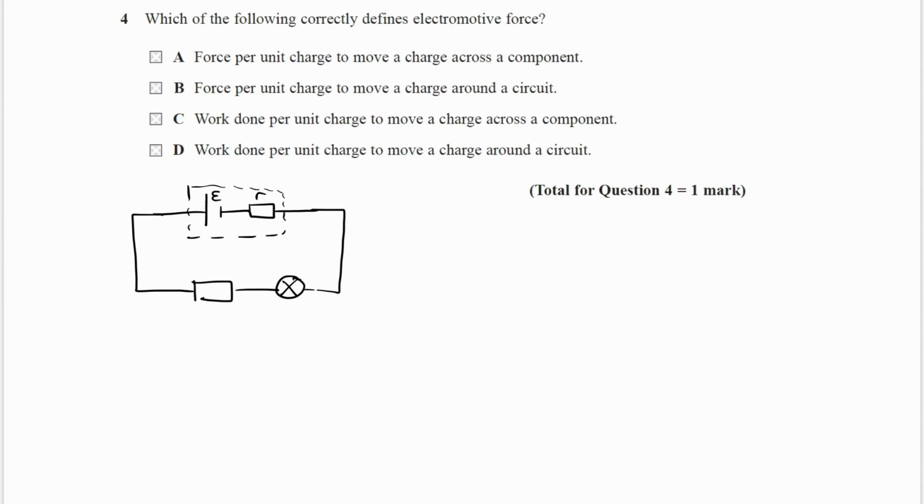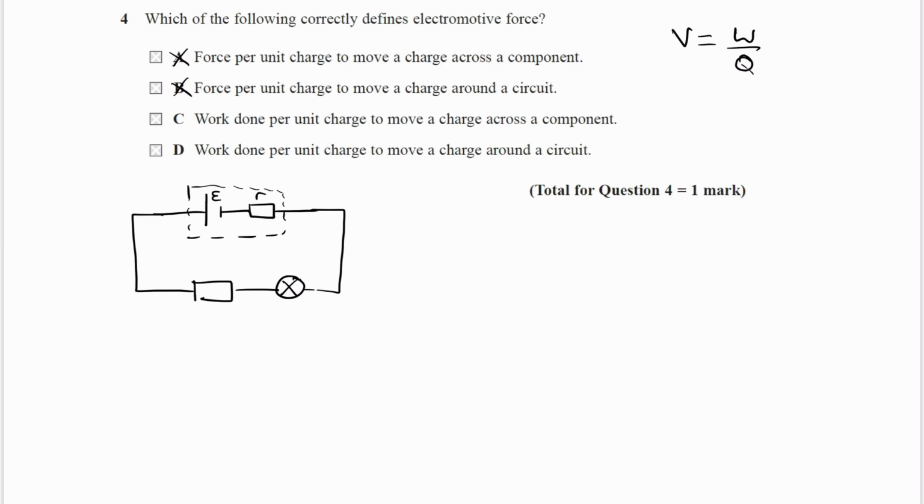So EMF is defined as the energy transferred to electrical energy per unit charge by your cell or your voltage source. So from that definition itself, we can already rule out two options, because the first thing that I mentioned was energy transferred to electrical energy, which is basically work done, and it's per unit charge. And you can see that from the equation as well. Potential difference is work done per unit charge. It's not force per unit charge, and therefore it can't be A or B. So we're left with the last two options.